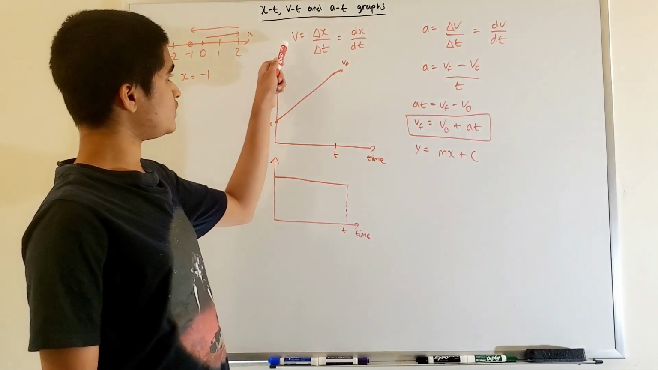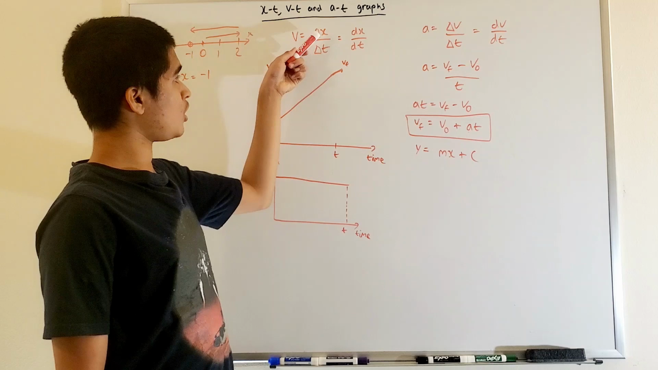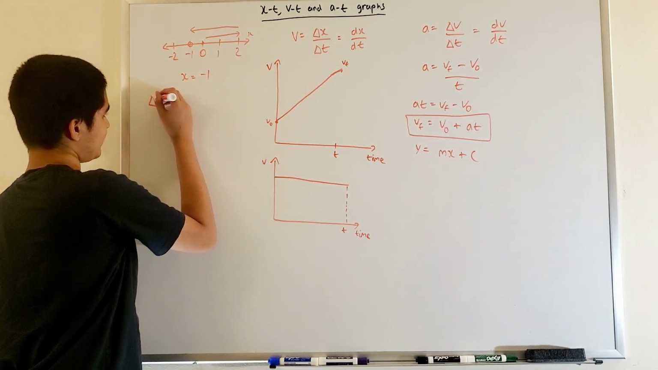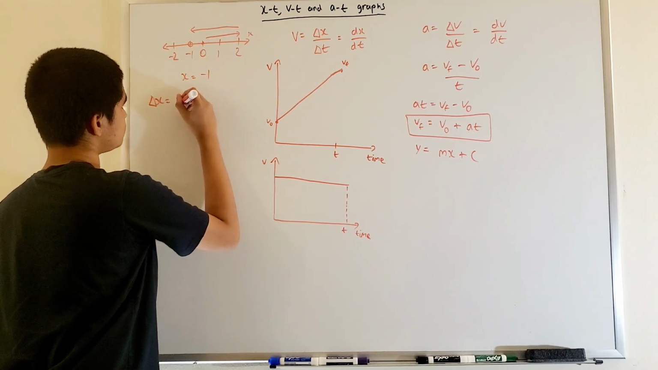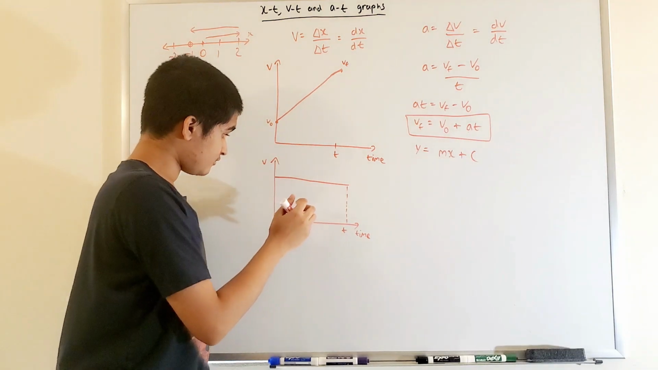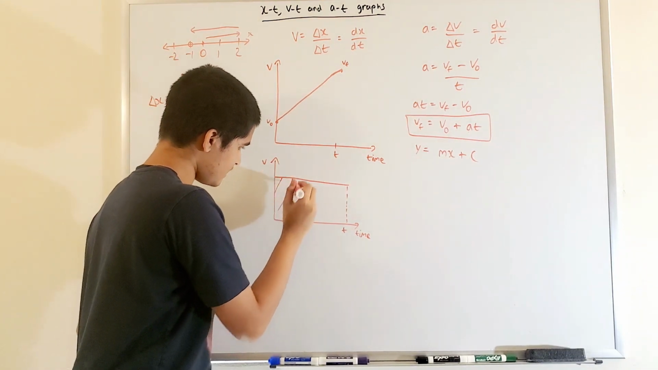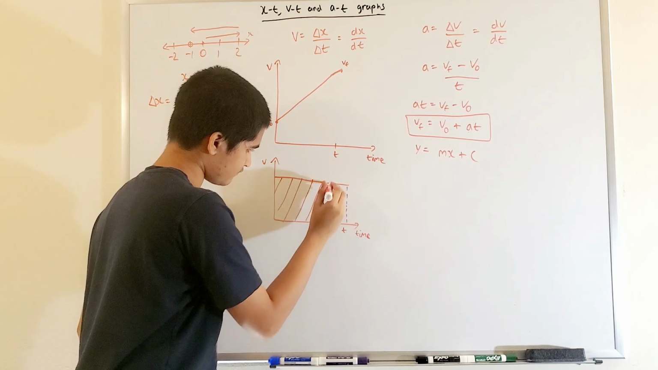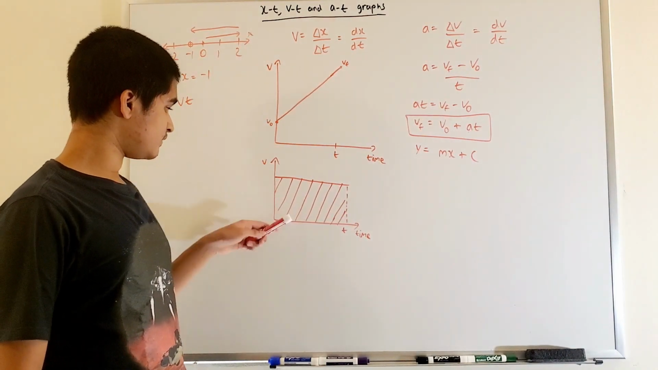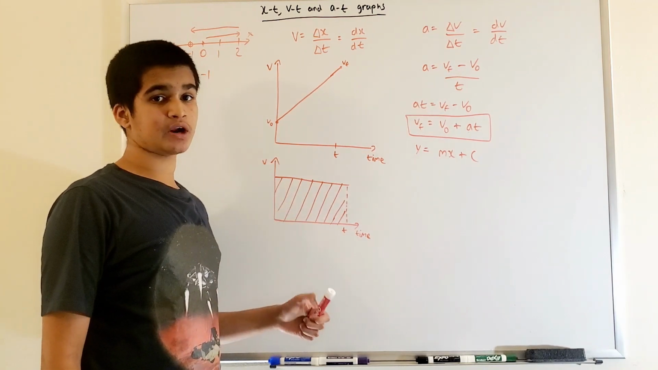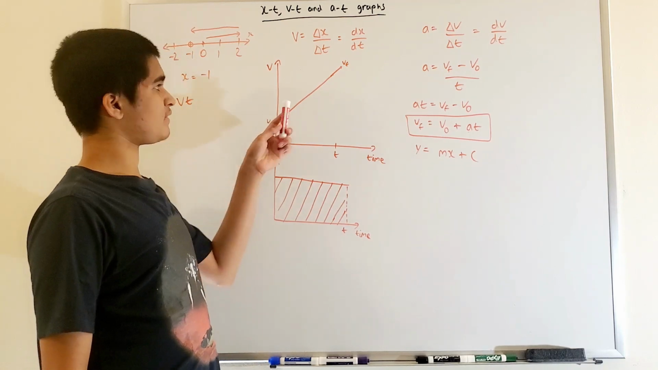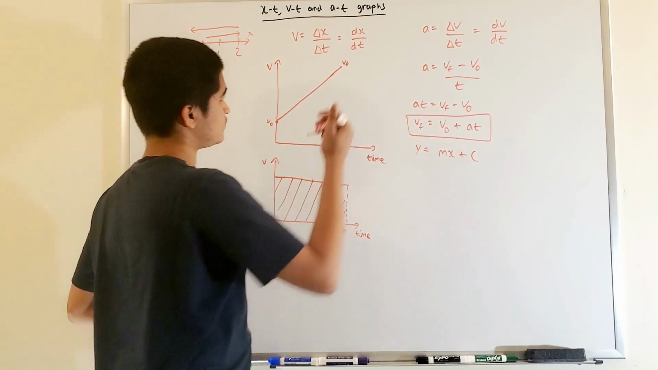Looking back at my equation for velocity, if we solve for the change in displacement, we get that delta x is going to be equal to the velocity times the time. Notice that in this graph, that is going to be equal to the area under this graph. From this, we can notice that the area under a velocity time graph will give the change in displacement. Let us try to apply the same principle for this graph.